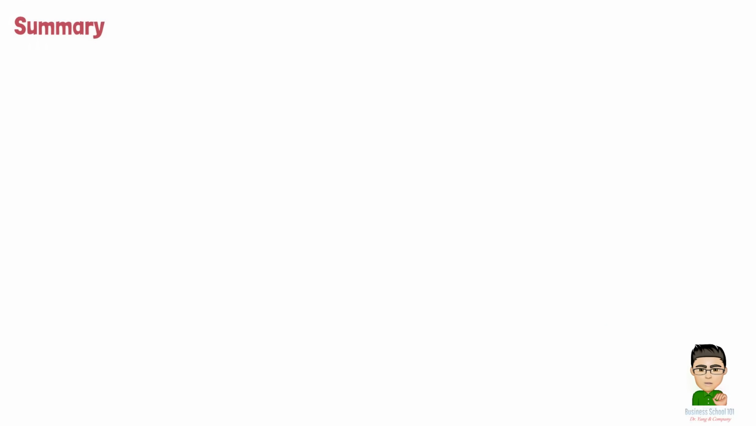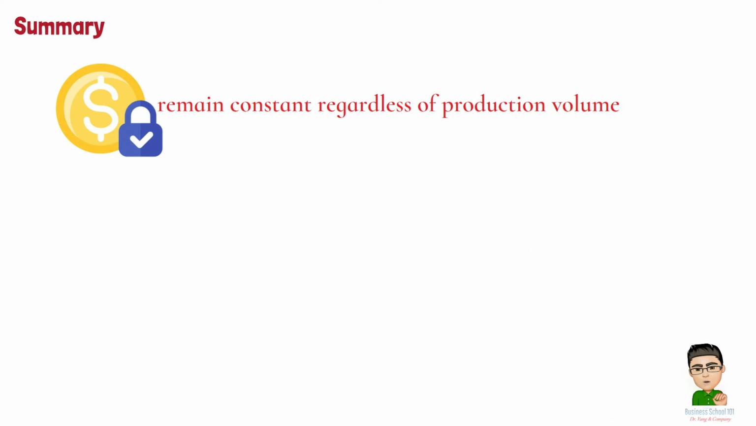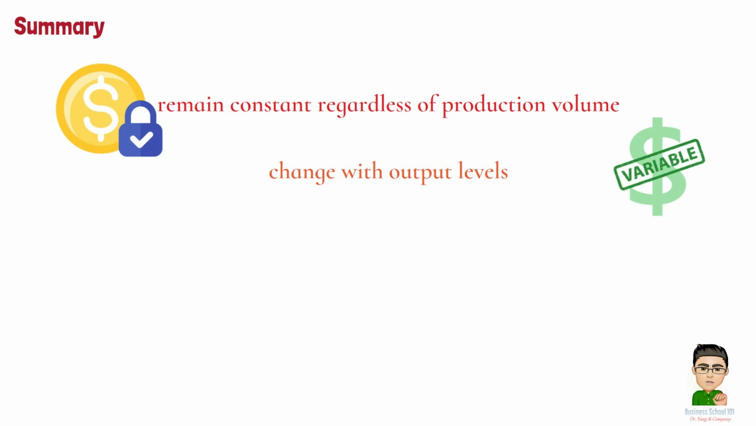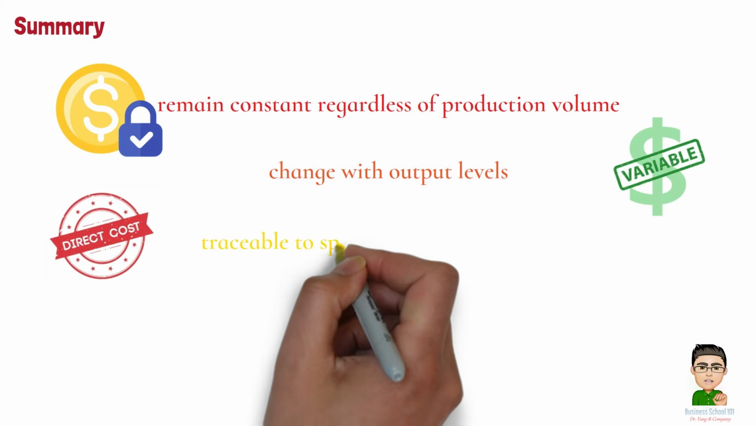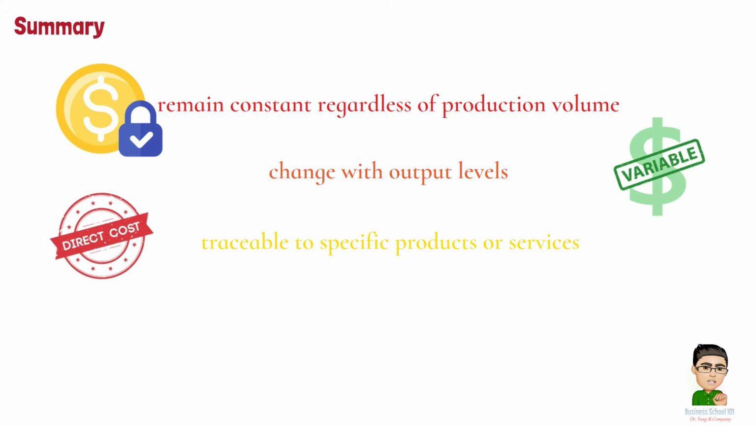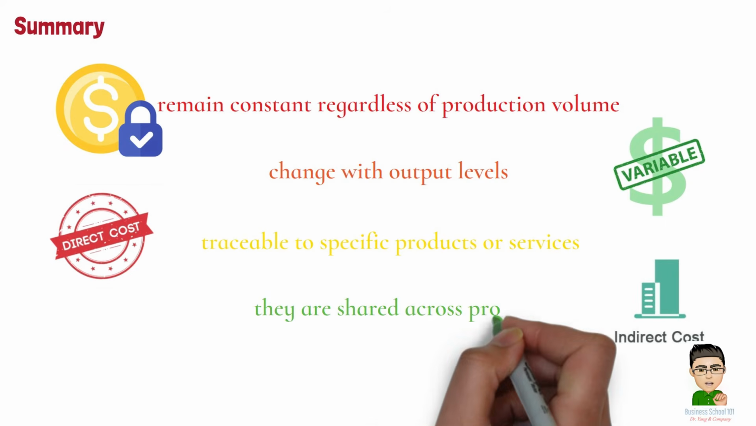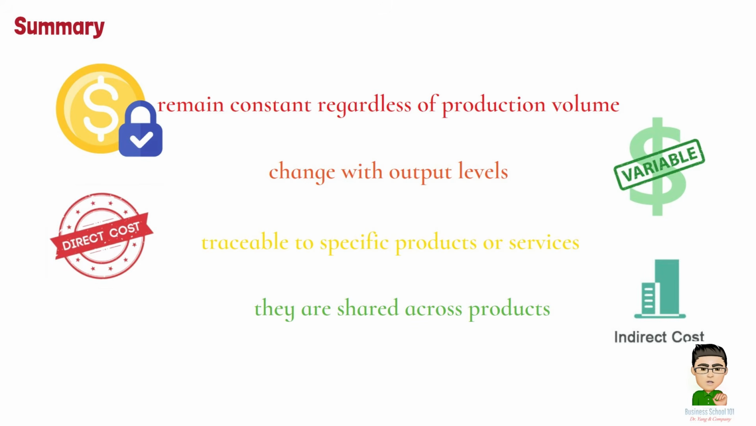To sum up, in this video, we covered the 9 most common types of costs in business operations. These costs include fixed costs. They remain constant regardless of production volume, including rent, salaries, insurance, and depreciation. Variable costs. They change with output levels, such as raw materials, direct labor, utilities, and sales commissions. Direct costs. They are traceable to specific products or services, like the steel in a car or cheese in a pizza. Indirect costs, or overhead. They are shared across products, like factory maintenance or office supplies.